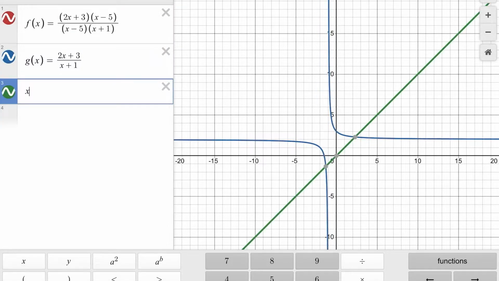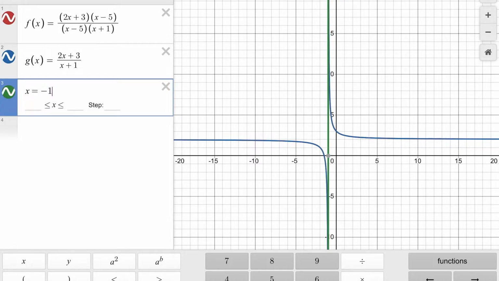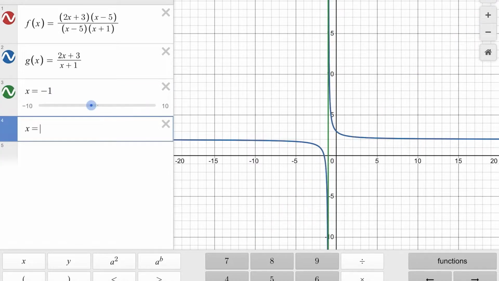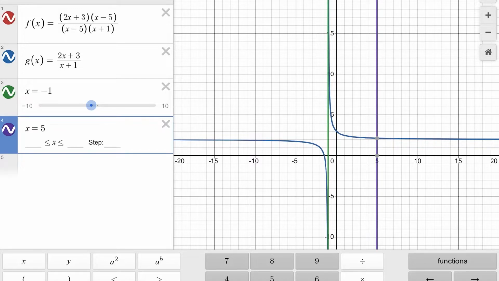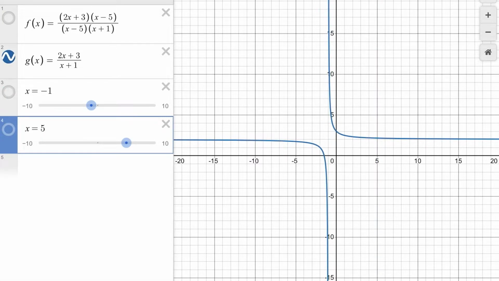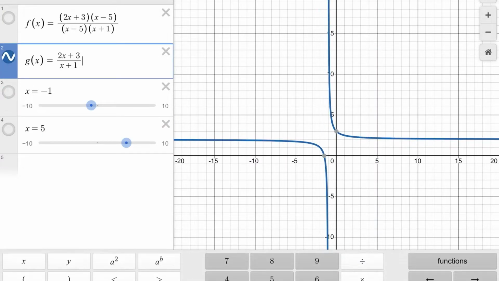And we do have that vertical asymptote at x equals negative 1. But if you notice right here, we do not have a vertical asymptote at x equals 5. Why is that? Because if you take a look at the function that f of x behaves like, there is no x minus 5 in that denominator.